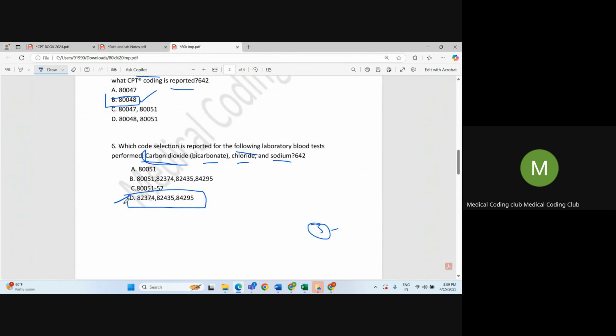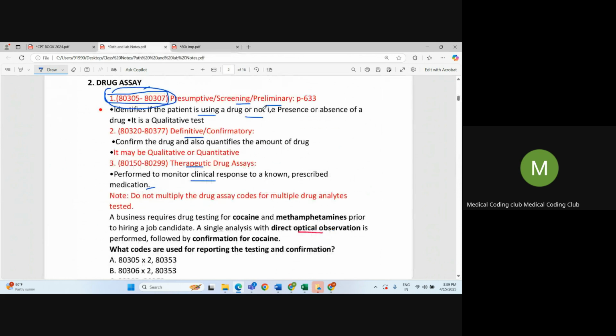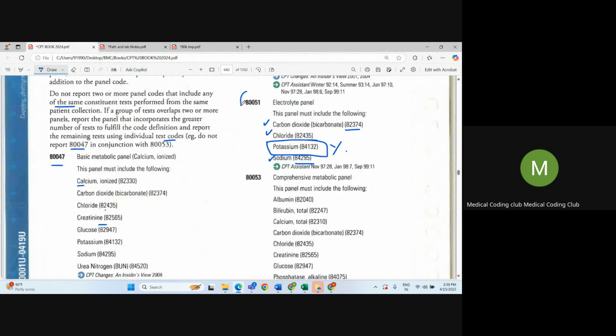Okay, answer D is correct. And see, in option C, 80051 with 52 modifier they have given. So 80051 is an electrolyte panel code. Okay, 80051 is an electrolyte panel code. With that, they have given 52 modifier.